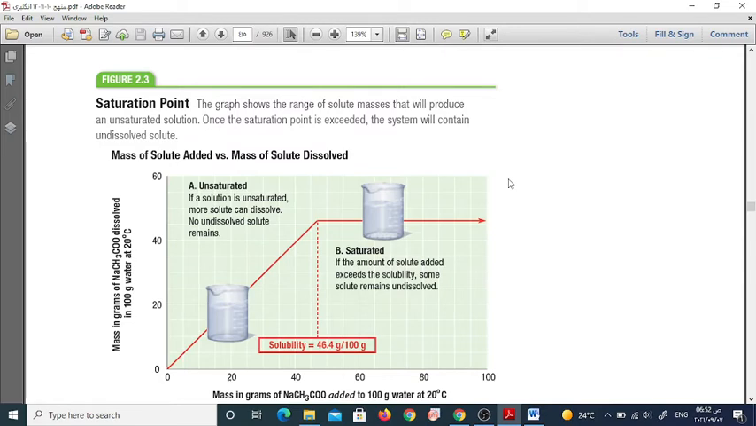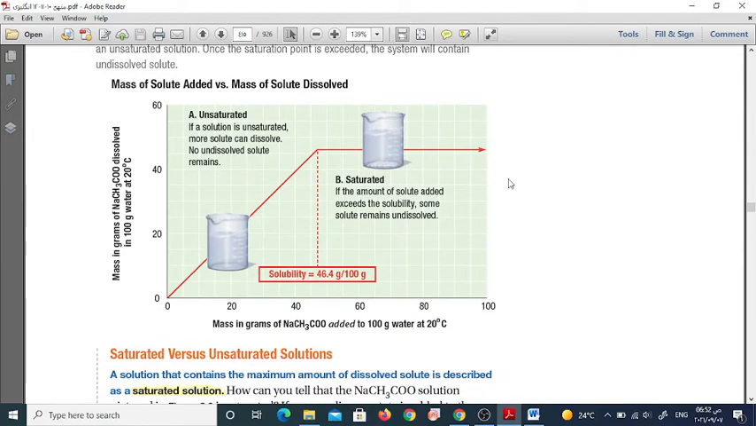Here we have 3 points. We have unsaturated solution. Unsaturated solution means that when you put in more solute, it will get dissolved in the solvent. This solution is called an unsaturated solution. However, with a saturated solution, when you put in an extra quantity of solute, it will not get dissolved in the solvent. It will precipitate. So in this case, the solution is called saturated.